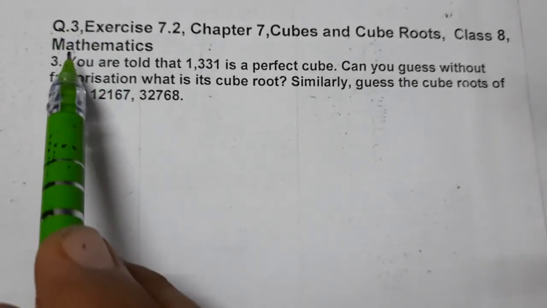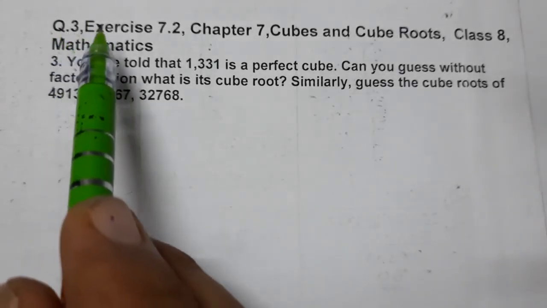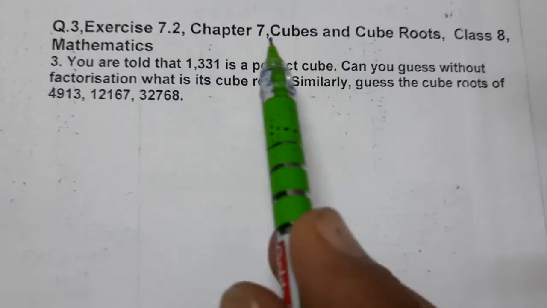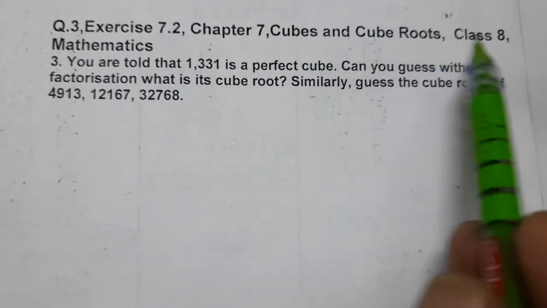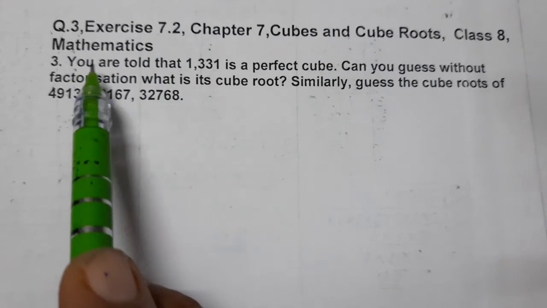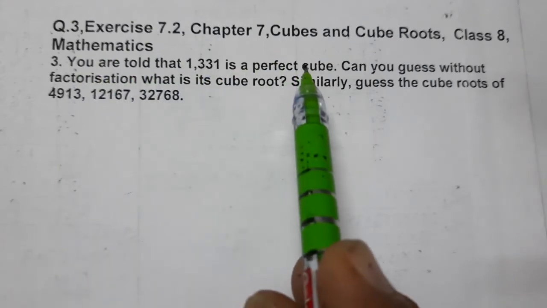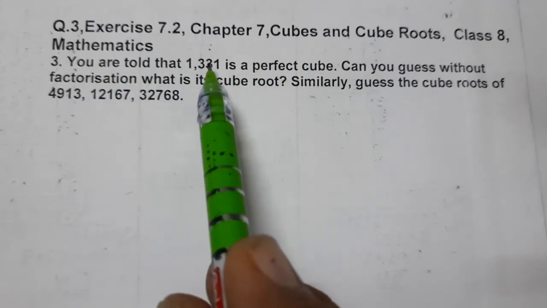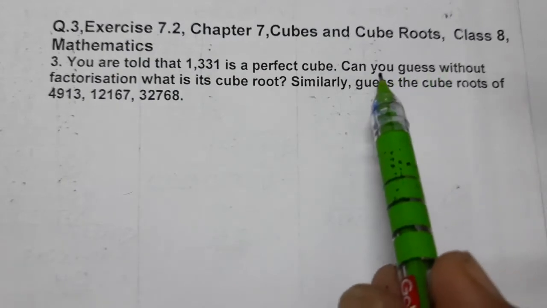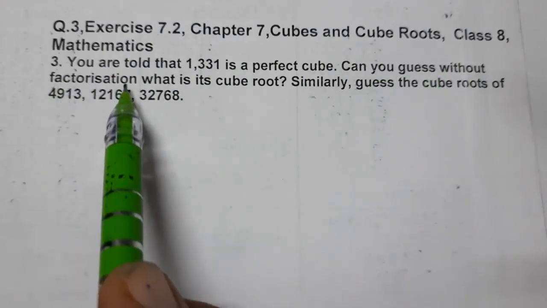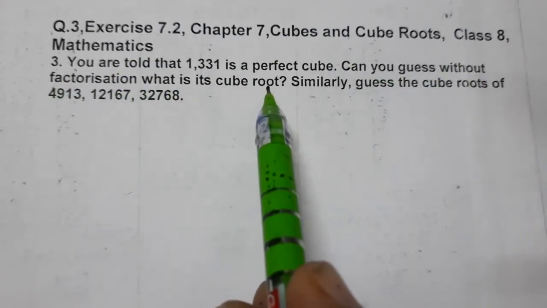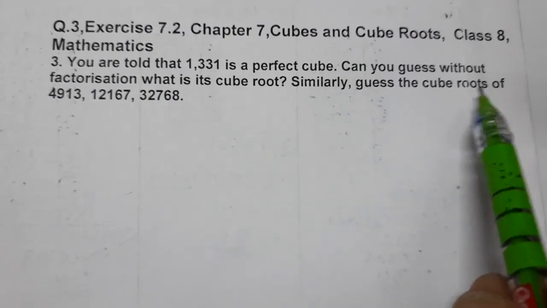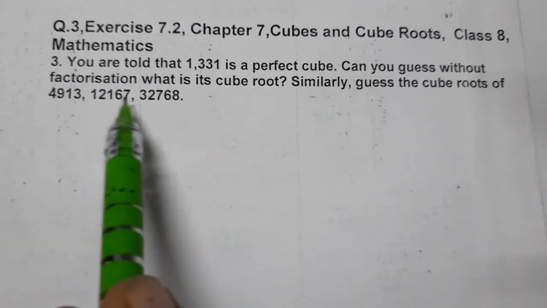Hello students, today we are going to do question number 3 of exercise 7.2, chapter number 7, cube and cube roots, class 8 math. You are told that 1331 is a perfect cube. It is given to us that 1331 is a perfect cube. Can you guess without factorization what is the cube root? And similarly we have to guess the cube roots of these 3 also.